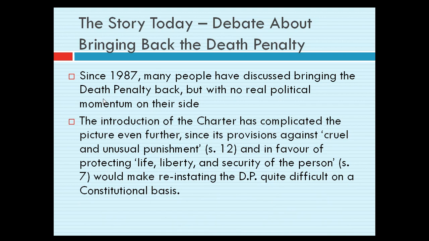Part of the reason for that is also the fact that the legal picture has become more complicated in Canada. As you're well aware at this point in the course, in 1982, we introduced the Charter of Rights and Freedoms. That made things constitutionally challenging because it introduced provisions that would make the death penalty perhaps inconsistent with their main thrust or content. The two that stand out would be the provision in Section 12 against cruel and unusual punishments, and also the Section 7 guarantee that everybody in Canada has a right to life, liberty, and security of the person.